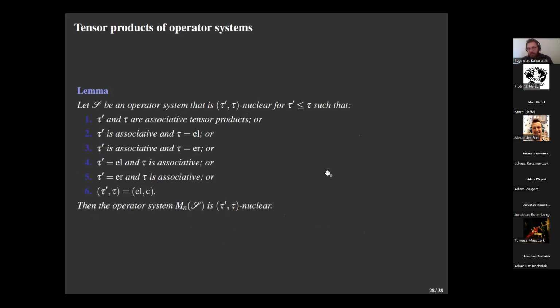I'm going to try this, even though probably I will miss a couple of things at the end. I want to show you the second case, how you get from the point that S is tau prime L nuclear and tau prime is associative to the matricial level.